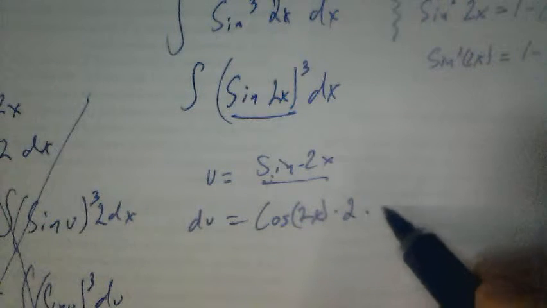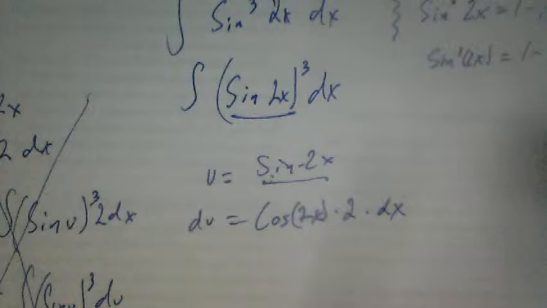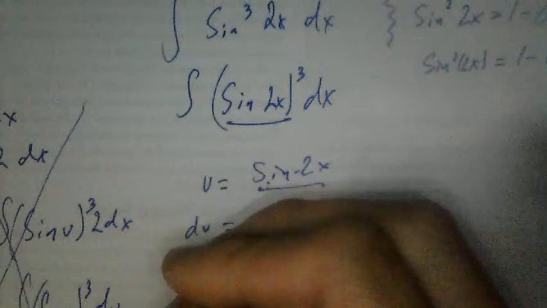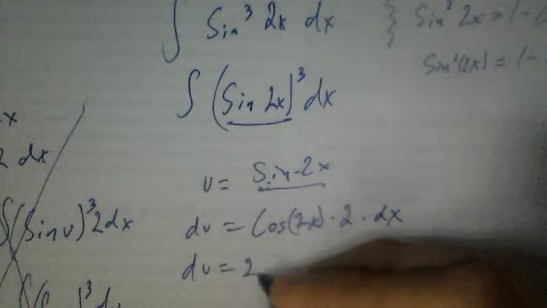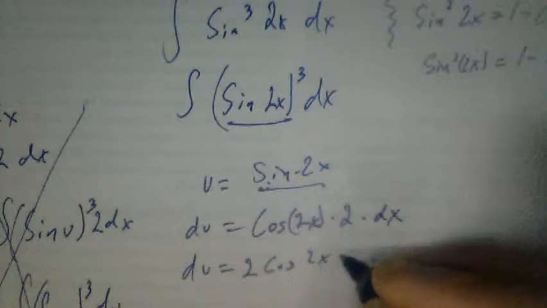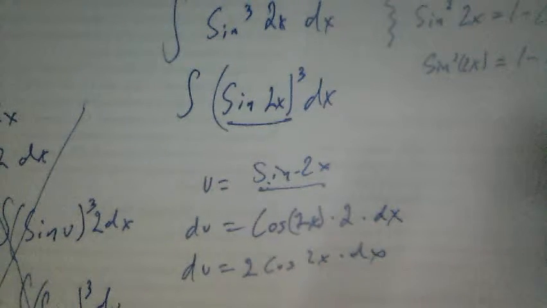But since I don't have that here, I can't integrate this, because the only way to integrate this is if I have the same variables here. So I need them all to be used. And the only way to get that is to get du, and the only way to get that is to have the cosine of 2x. So this substitution also fails.